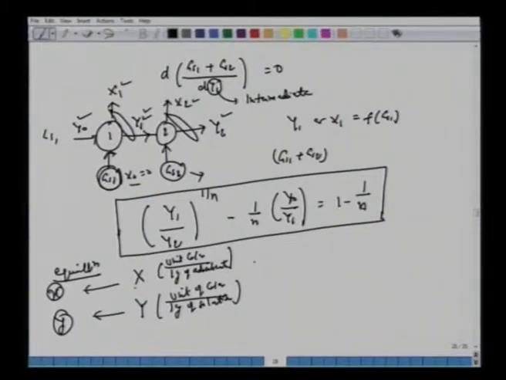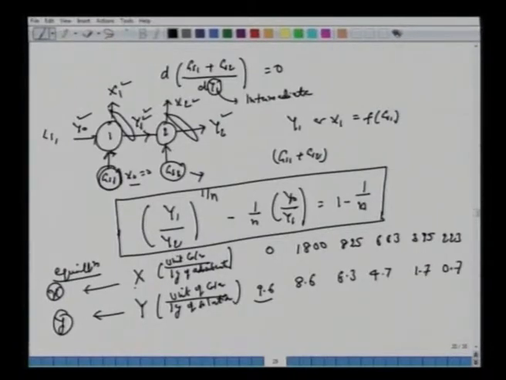So we did this exercise in the previous class. We have now the numbers here: 1800, 825, 663, 395, 223, and corresponding to this we have 9.6. So that's your starting material, 9.6. Then we have 8.6. These are all equilibrium values: 6.3, 4.3, 1.7, and 0.7. So this data is given to us.